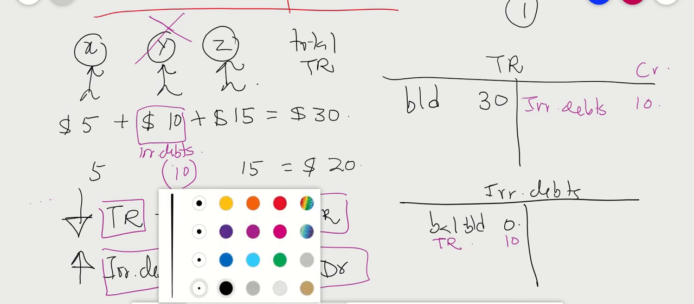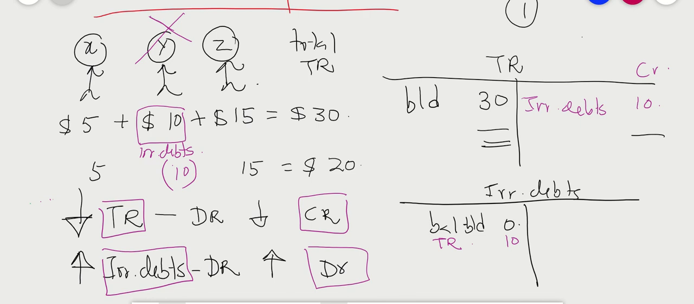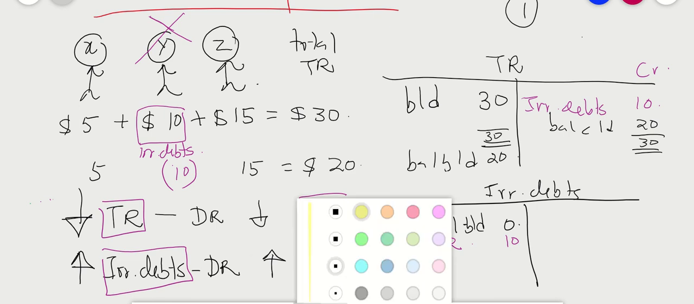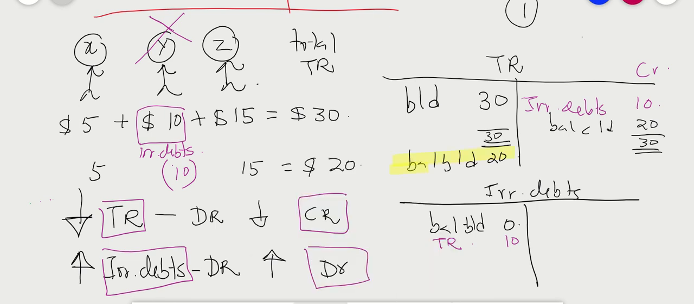Now, let me balance the ledger to show the impact. Debit side is greater, 30 take away 10 becomes 20, which is my balance carried down, balance brought down, 20. Now, we ended up getting the same answer over here as we finalized here. Now let's balance our irrecoverable debt. Debit side is greater, 10, 10, 10. Balance carried down and then balance brought down.